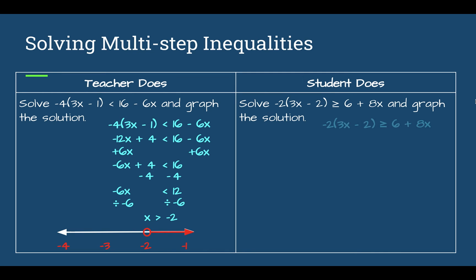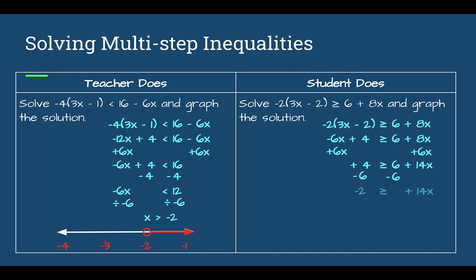Let's check. So rewriting the problem, distributing out, you should have got -6x plus 4, bringing down the rest. Add 6x to both sides, or you could have subtracted 8x, which would simplify down to 4 is greater than or equal to 6 plus 14x.